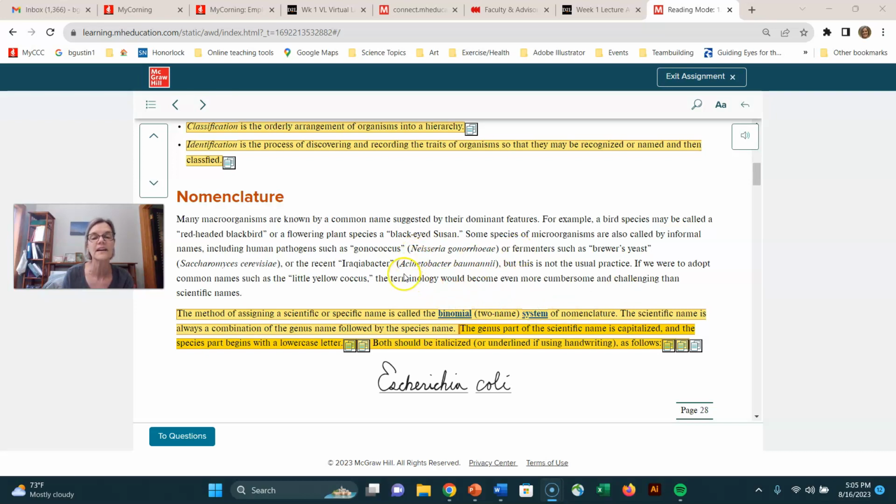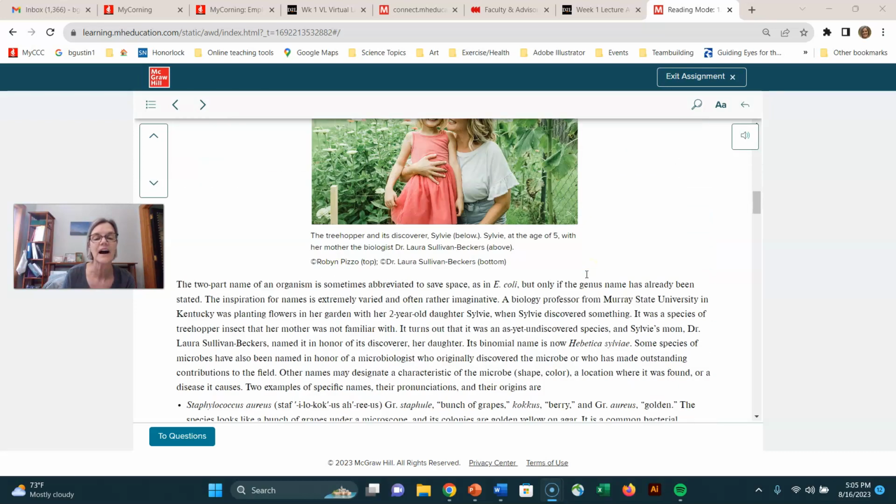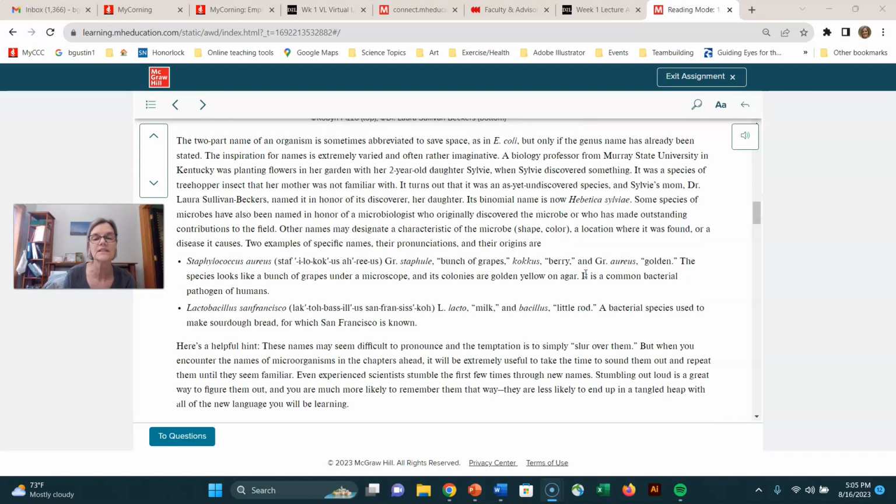N. gonorrhea, A. baumannii. Baumann is the person that discovered that. Let's see, here's some examples. Lactobacillus, like San Francisco, and their names come from all different kinds of things. This one says it's a bacterial species used to make sourdough bread from San Francisco. Staphylococcus aureus.